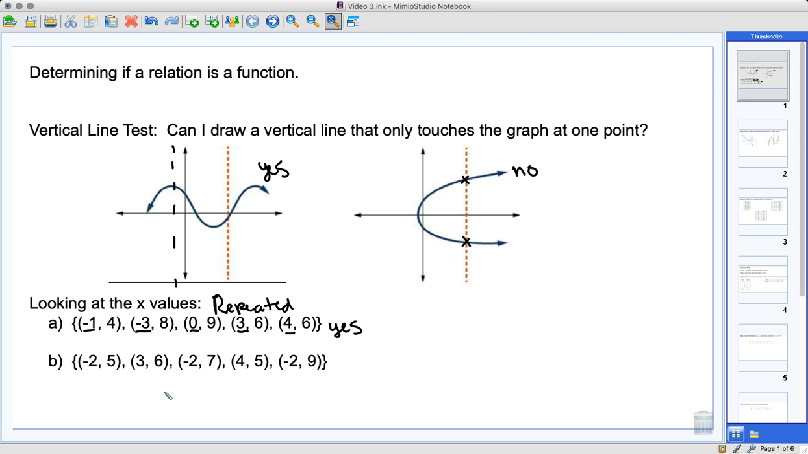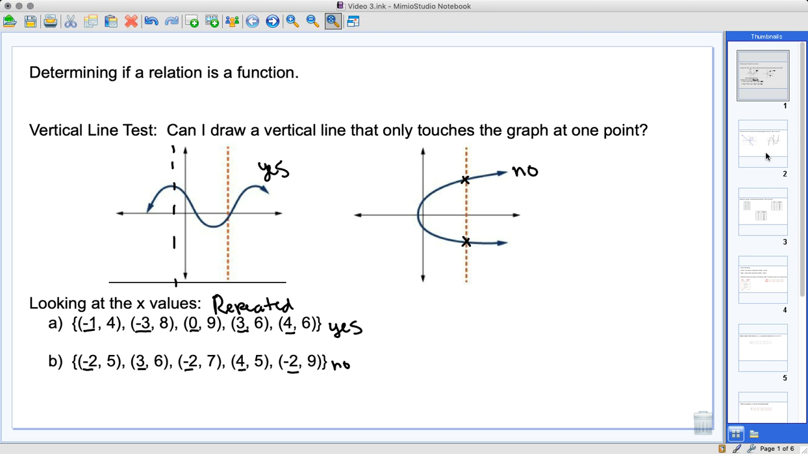Okay, looking at the second example, I've got -2, 3, -2, 4, and -2. The fact that the -2 repeats makes it not a function. Now we'll go back to this first one. The y values here repeat, but y values are okay. We just don't want x values to repeat.